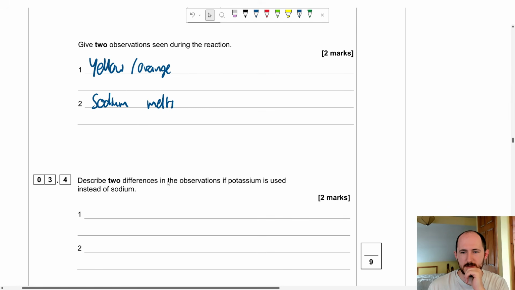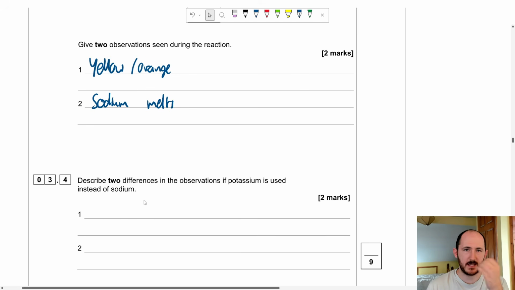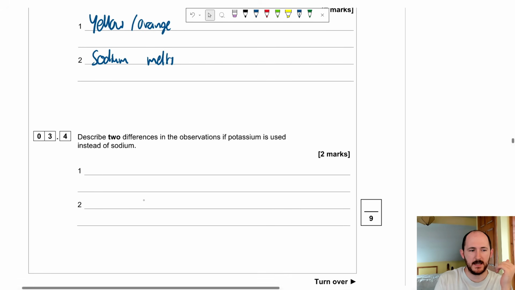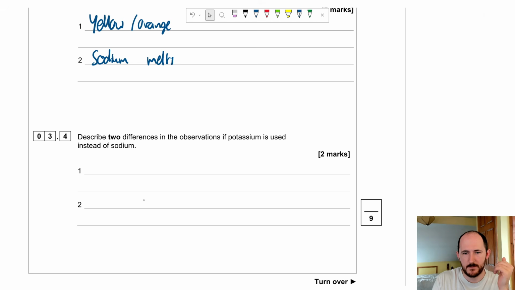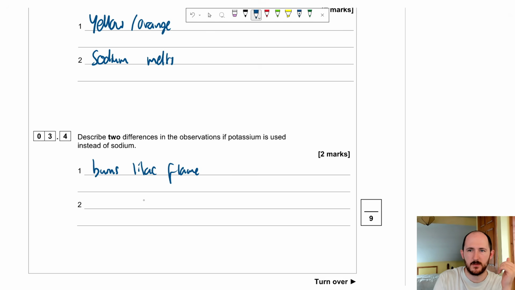And it's to describe two differences in the observations if potassium was used instead of sodium. So again, you want to talk about the color of the flame, because that's something very obvious. That's how you can tell what's burning at any given point. So this is with a lilac flame. So like purple. Oh, I didn't write flame for this. I should have written flame.